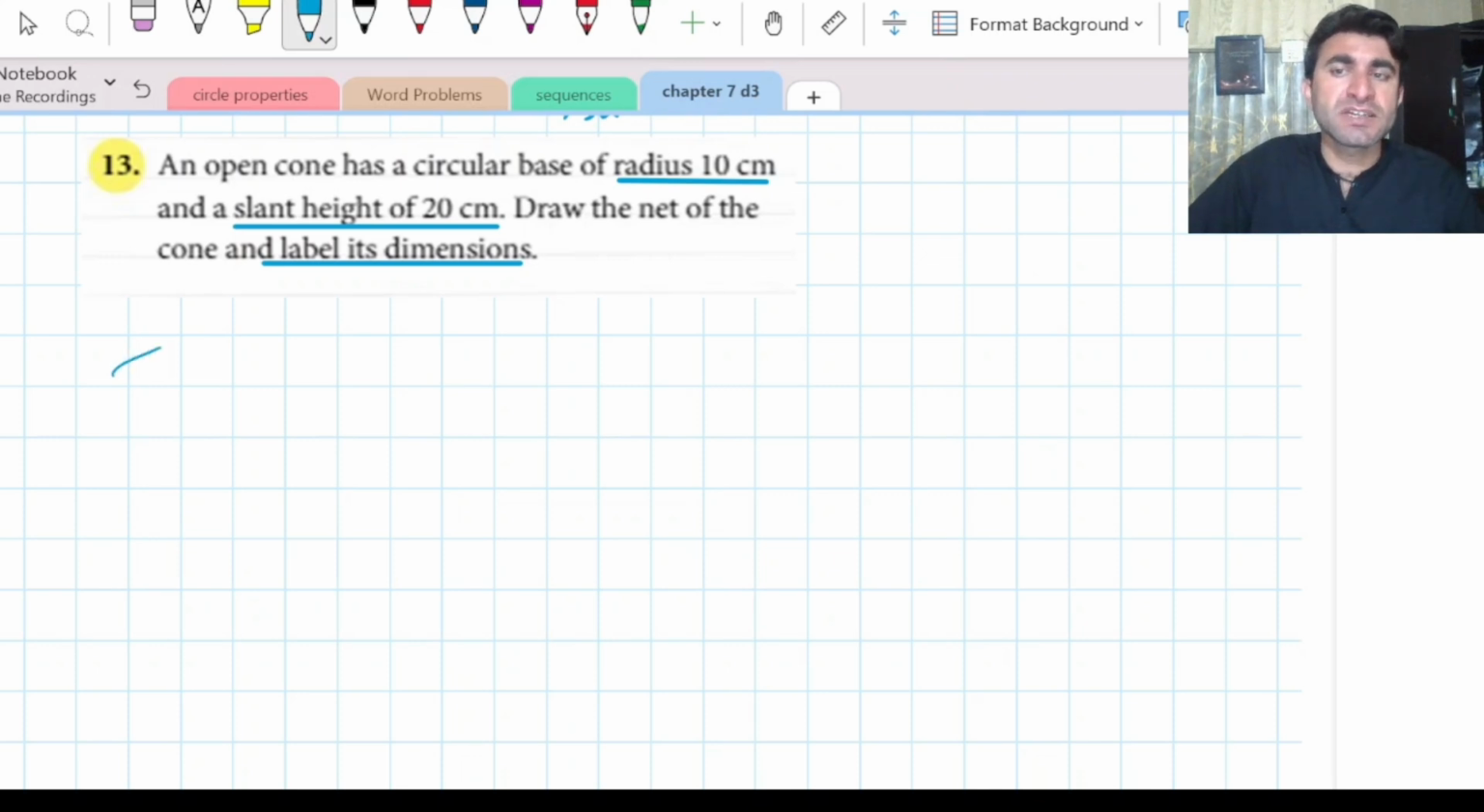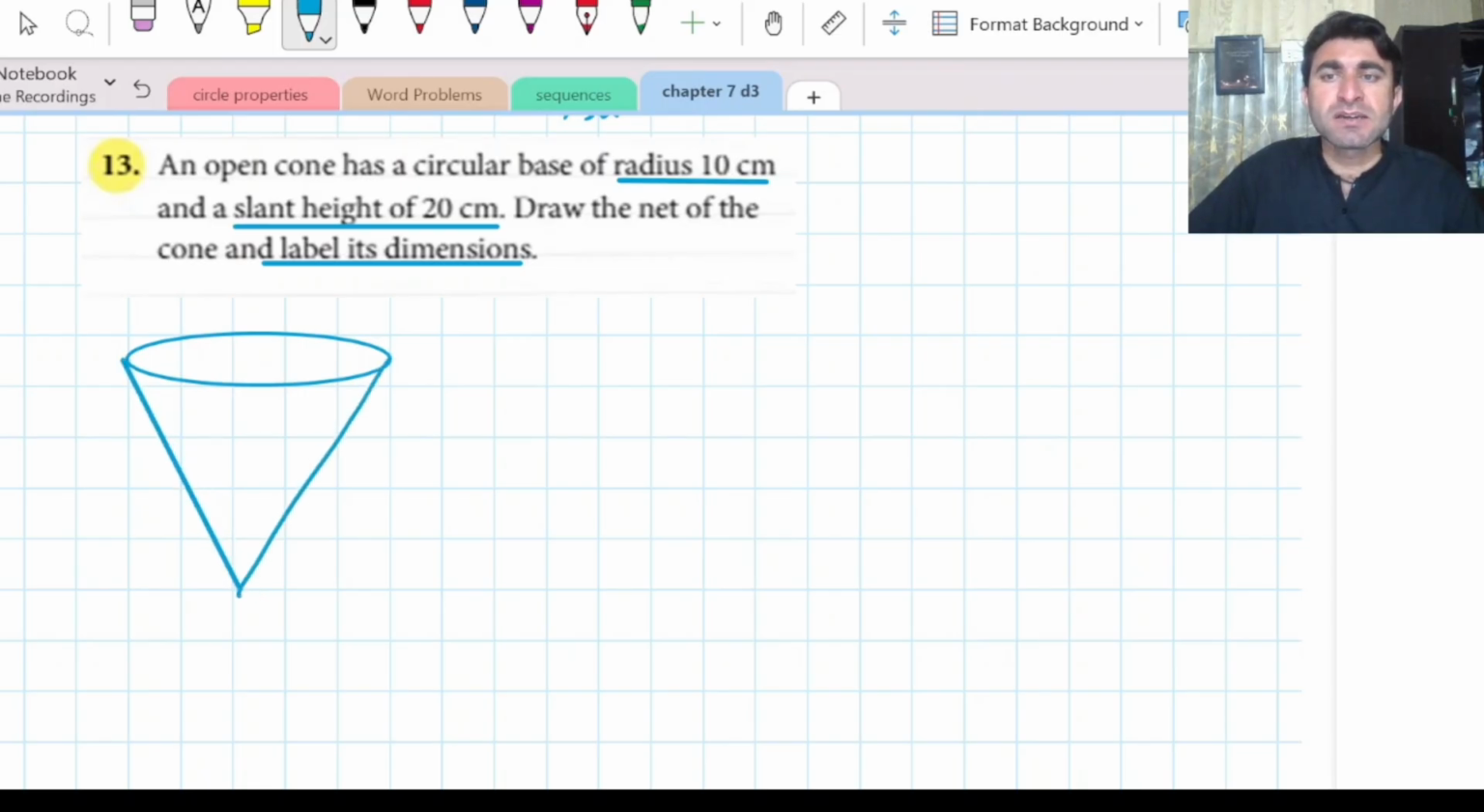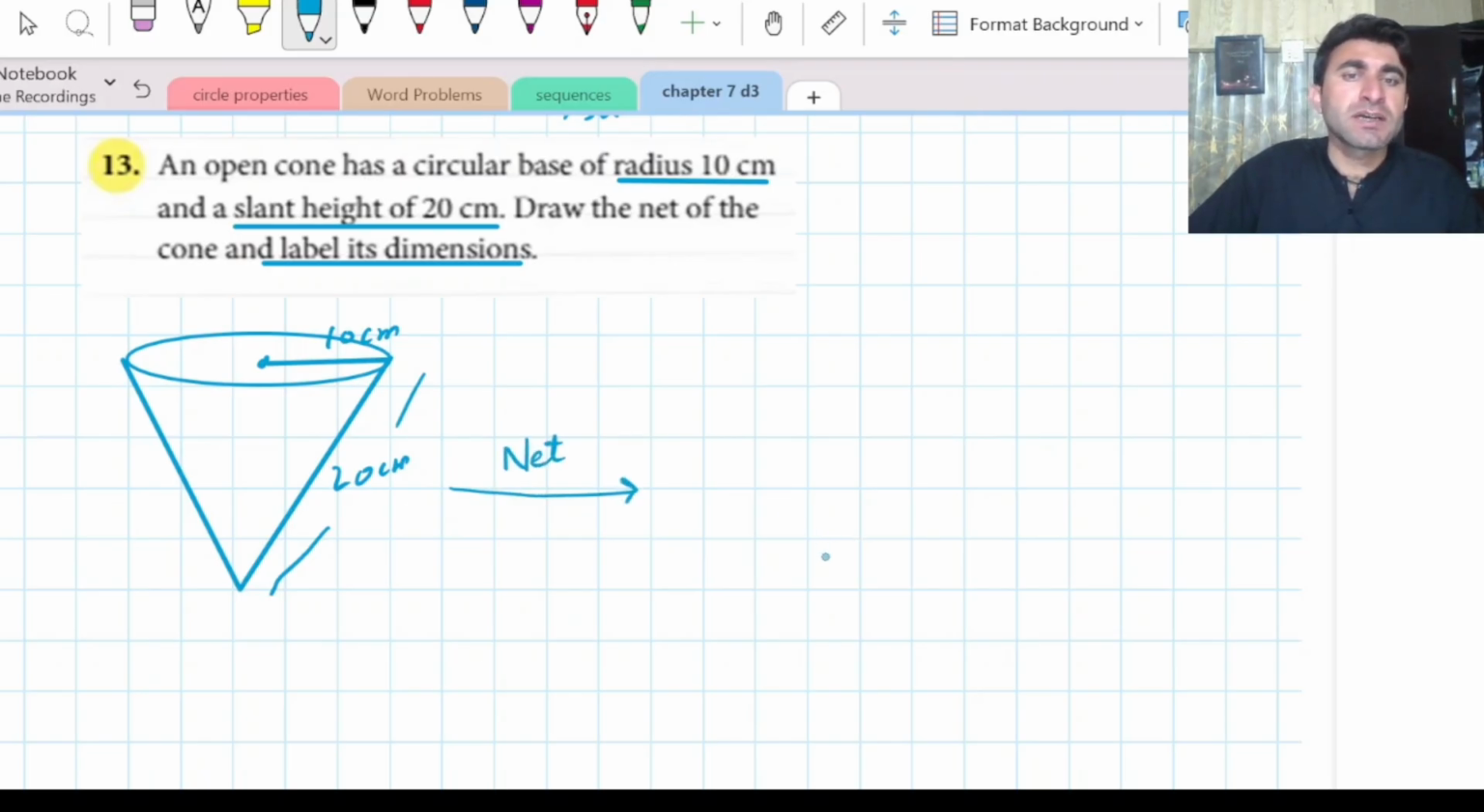So let's suppose that I have this cone over here. Its dimensions are: the slant height is 20 centimeter, and the radius over here is given as 10 centimeter. And when I open this cone, when I draw its net, it will become a sector.